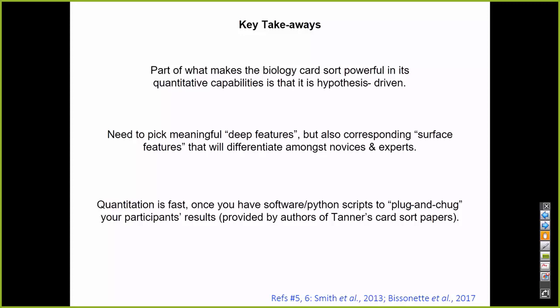Okay, so key takeaways: hypothesis-driven. It's quantitative. The challenge is you need to pick meaningful deep features. So you need to talk amongst yourselves, amongst your experts, to come to some consensus over what the deep features are. And you have to pair it with a clever surface category that you may need to go to the novices to see how they're sorting, right? That's hard for us to do, because why would you sort it like that? Okay.